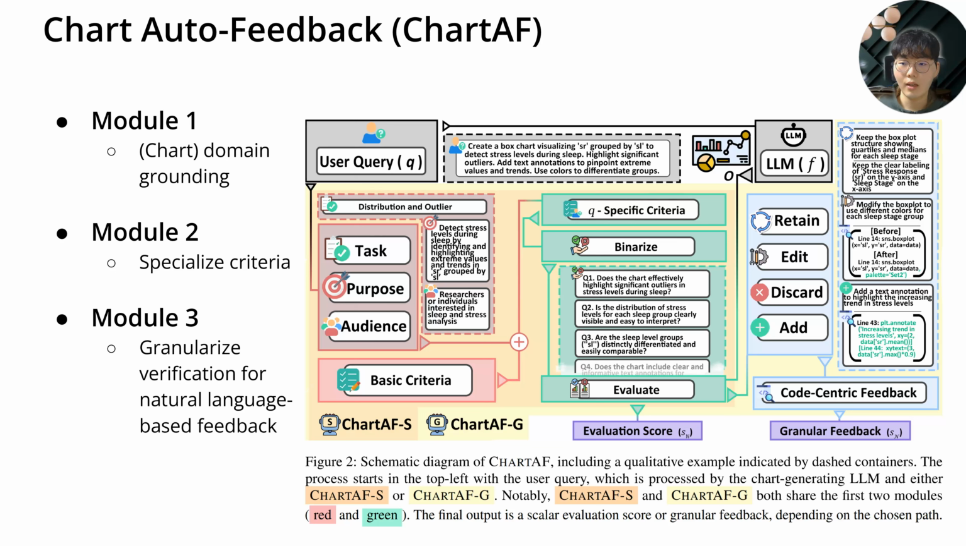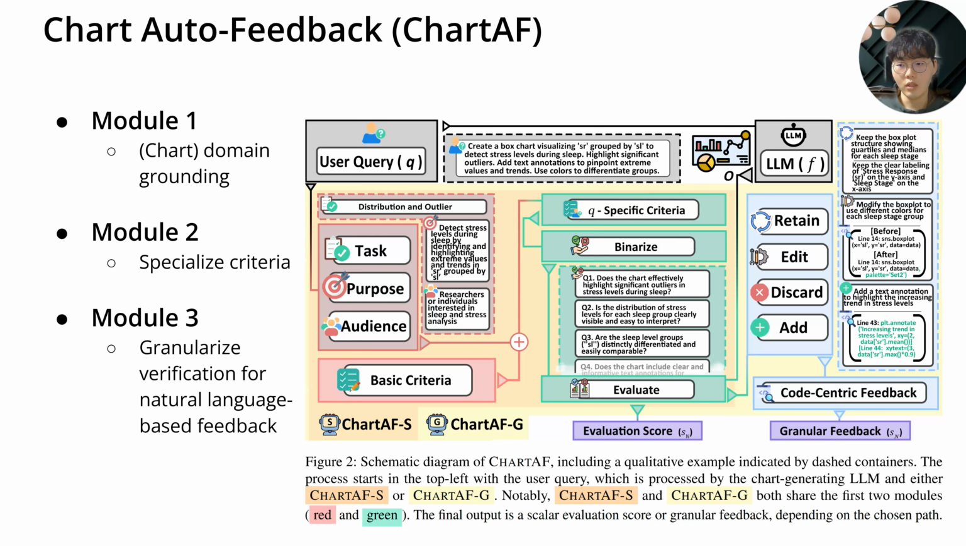First, the instruction is decomposed into task, purpose, and audience. For instance, the task of this instruction is to visualize the distribution and outlier. Then these decomposed factors are combined with the basic criteria to generate the query-specific criteria. The basic criteria is a universal standard applicable to any chart. Next, we transform the query-specific criteria into binary questions. For example, does the chart effectively highlight significant outliers in stress levels during sleep?